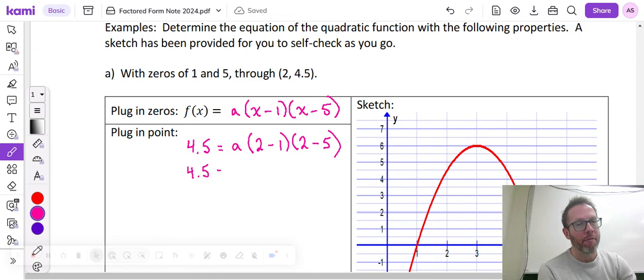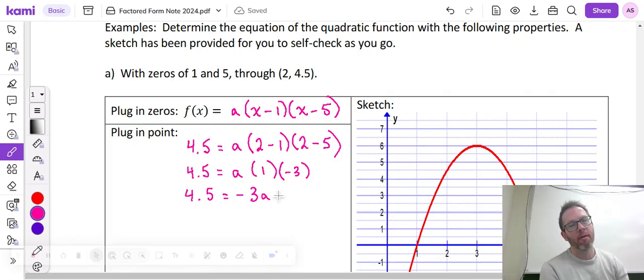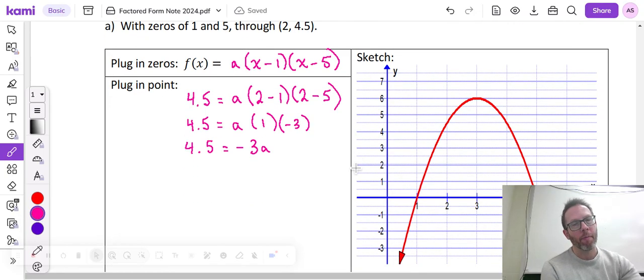I'll show a ton of steps here. 2 minus 1 is equal to 1. We're just doing order of operations, really. 2 minus 5 is minus 3. And then 1 times minus 3 is minus 3. So we have minus 3 times A is 4.5. And you can just go right to the division and find out what A is. There's no two-step solving or anything.